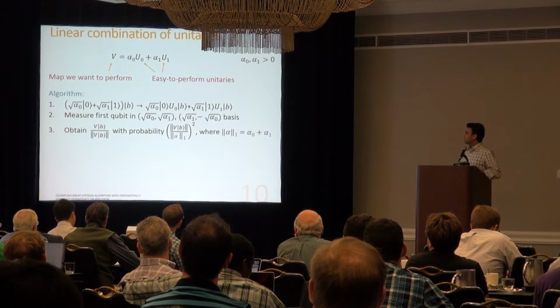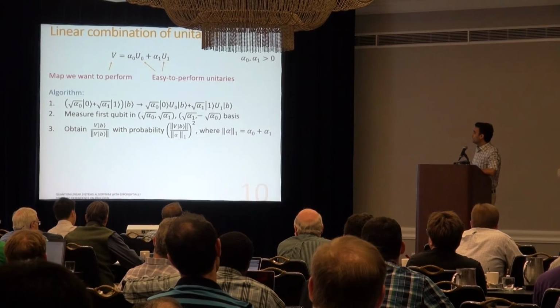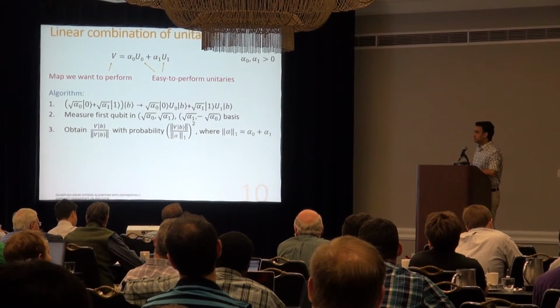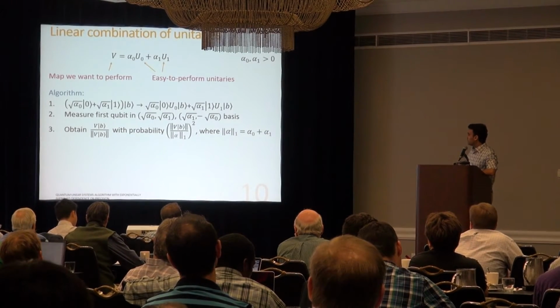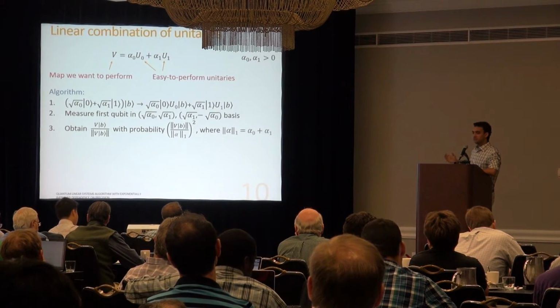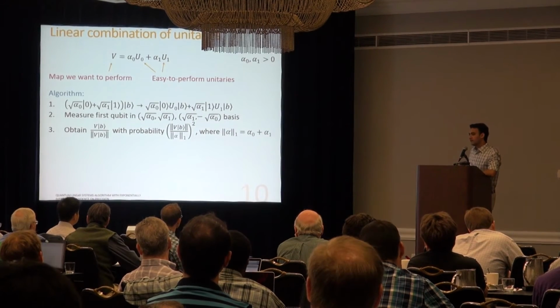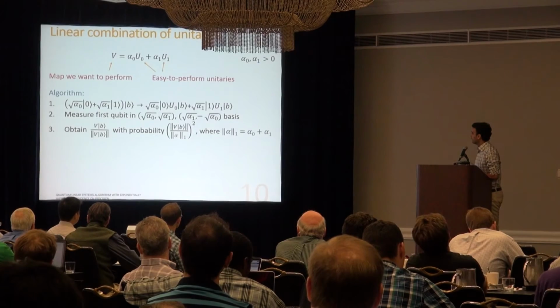So this is a probabilistic implementation of the map you wanted, V, acting on your input state B. And there's some probability of success. It might be small. The probability is the norm of VB divided by the 1 norm of alpha, the whole squared, where the 1 norm of alpha is just the sum of alpha 0 and alpha 1. I haven't put absolute value signs around alpha 0 and alpha 1 because I've assumed them to be positive. But more generally, the 1 norm would have that.